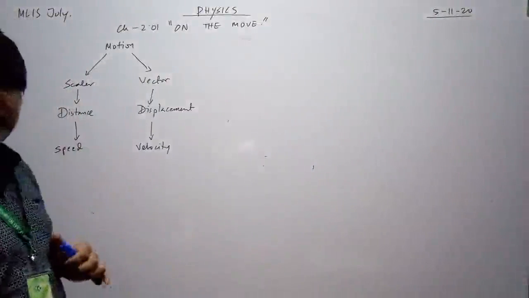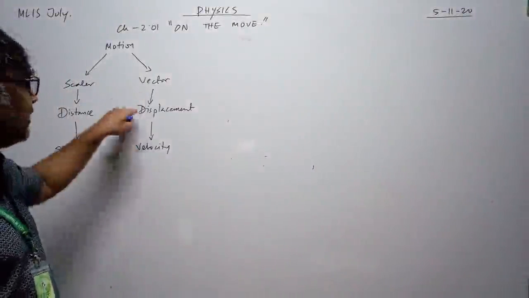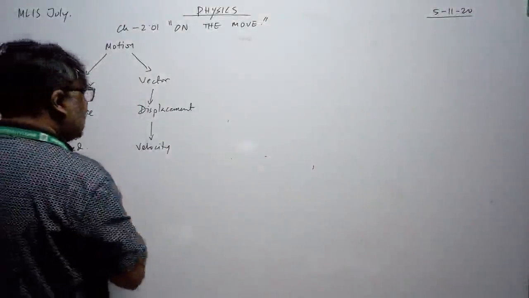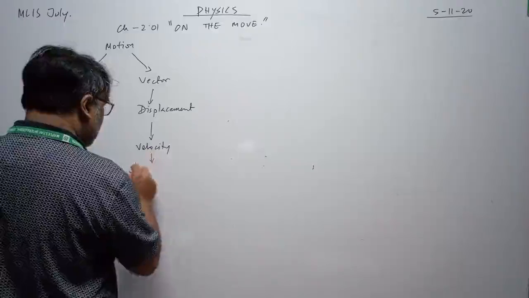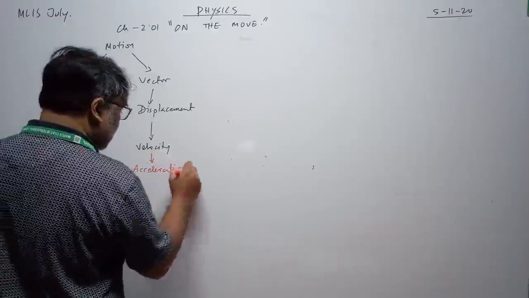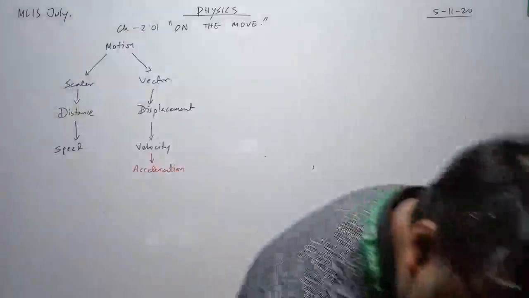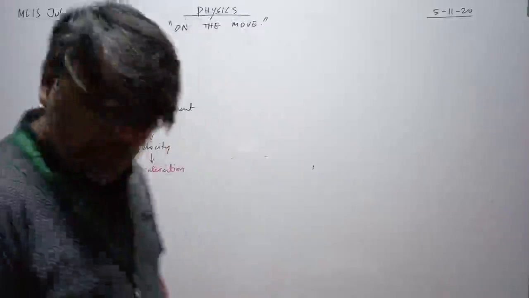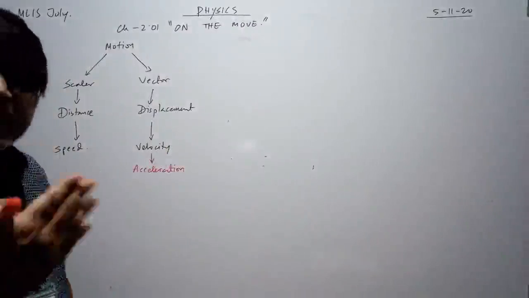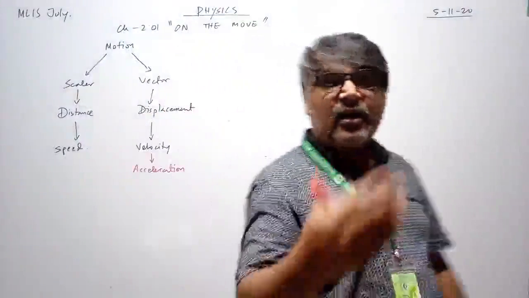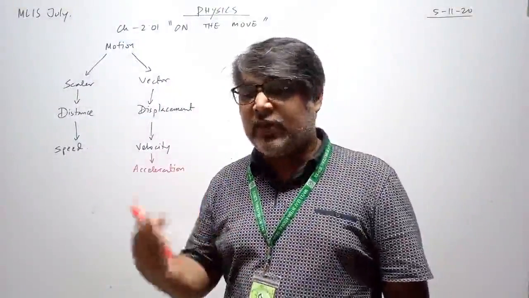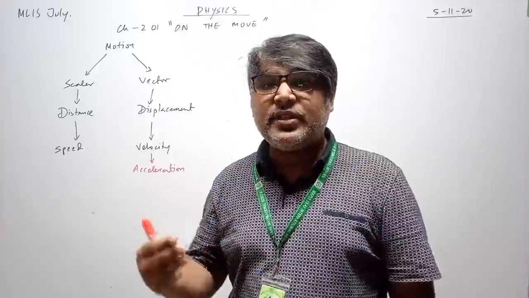In the vector quantity section, I have already discussed displacement and velocity. Another type of vector quantity that relates to distance or displacement and velocity is called acceleration. Acceleration is the rate of change of velocity. It is how the velocity changes with time.